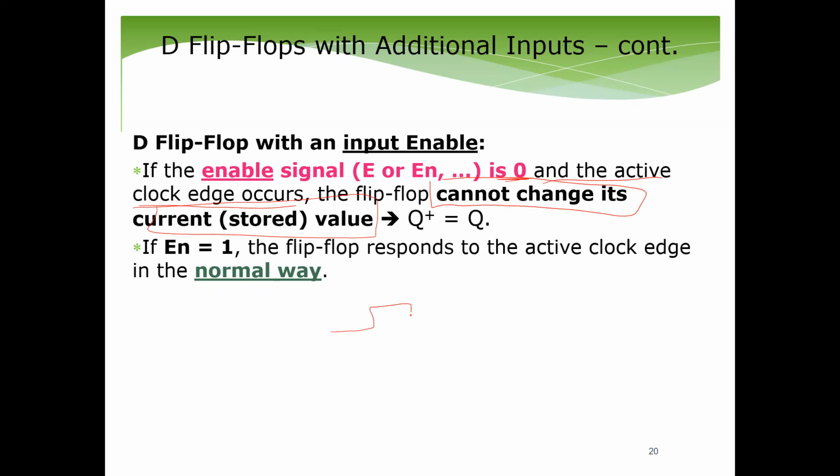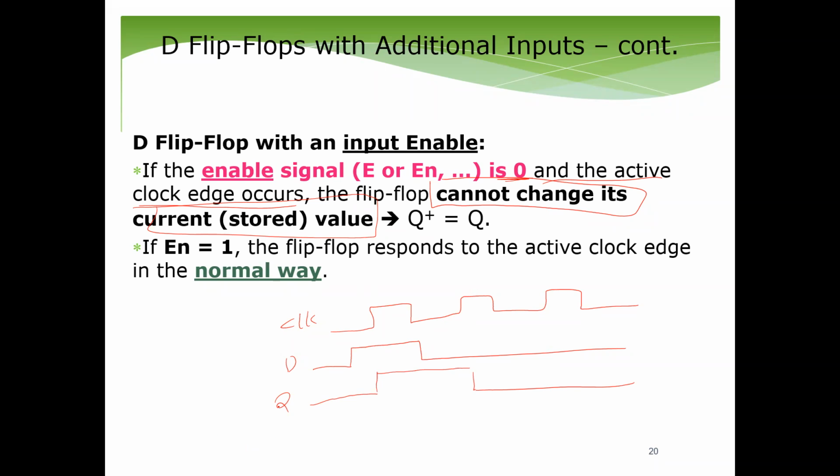So if you have a clock like this, and consider it a positive edge clock, the value of D is changing like this. So this is clock, this is D. Normally your Q should here go to 1, then here it will go to 0 and it will stay this way.